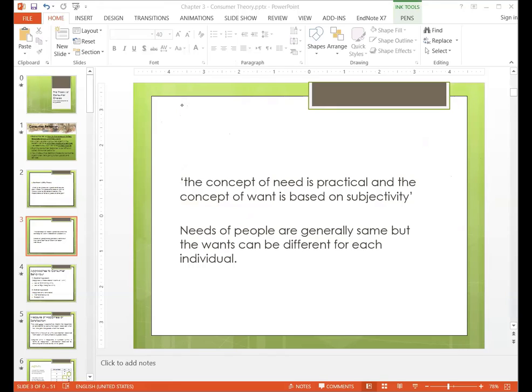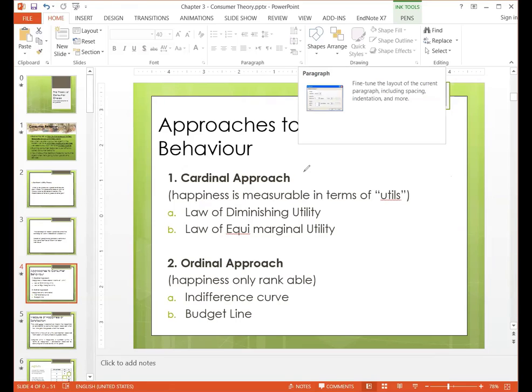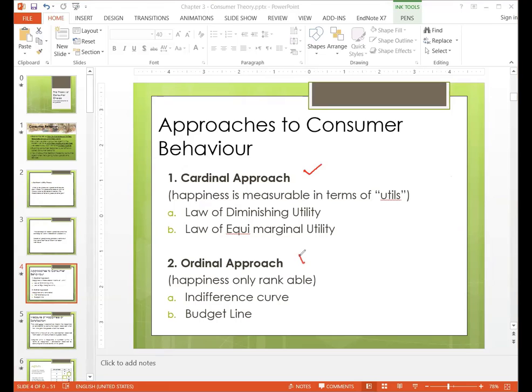Okay, so we will study this topic, consumer behavior, and it has two major subtopics that we are studying. First is cardinal utility and the other is ordinal utility. So there are two ways to solve our problem. So we will study both. So there are two subtopics in this chapter. So these are the topics that we'll study.